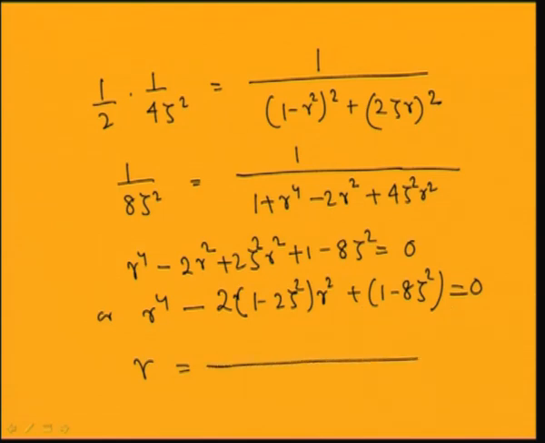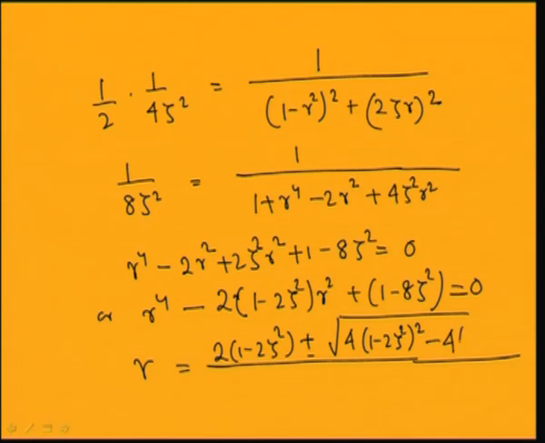So, in that formula, if I put in the values, it becomes minus b, so it will be 2 into (1 minus 2 zeta square) plus minus root over b square, that means it will become 4 into (1 minus 2 zeta square) whole square, minus 4 into (1 minus 8 zeta square), divided by 2. So this is r square, as we are finding r fourth, then this is r square equal to this.